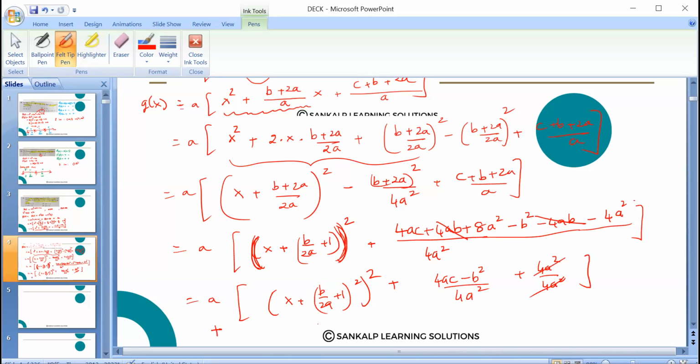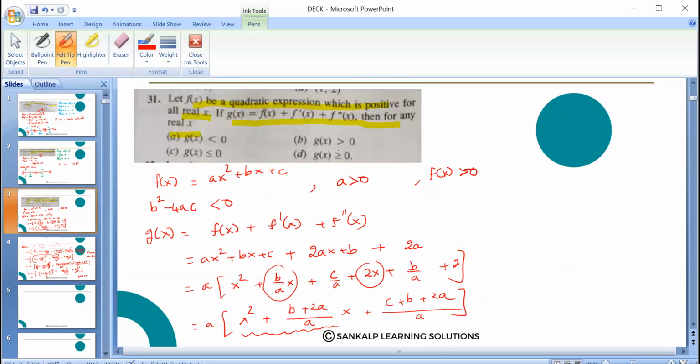So A is positive, this term is positive because B square minus 4AC is less than 0. 4AC minus B square will be greater than 0. So here positive, and 1 is also positive. All are positive, that means G of X will be positive. So if you come to the options, you will take option B, G of X is positive.